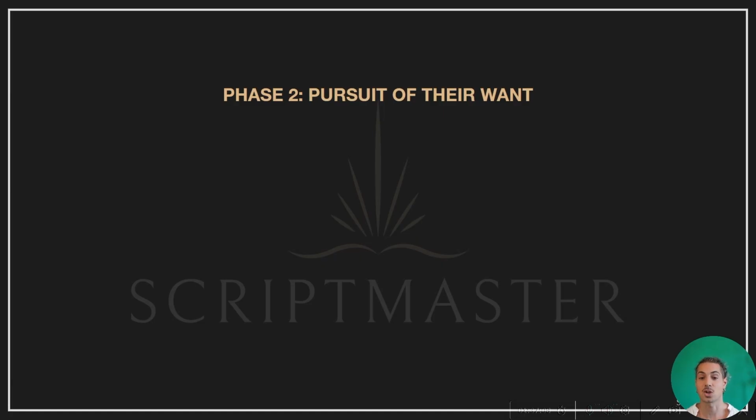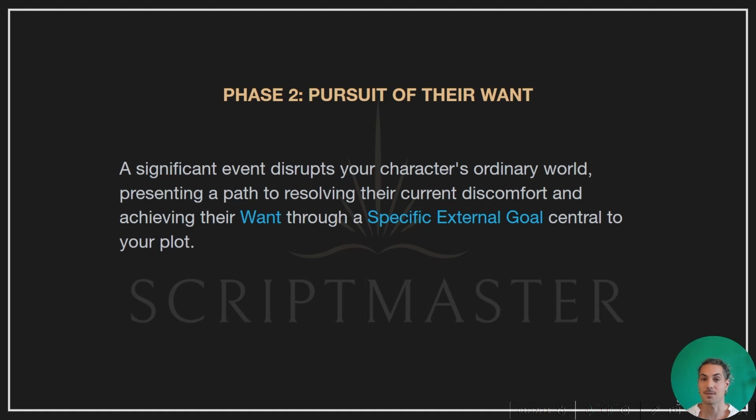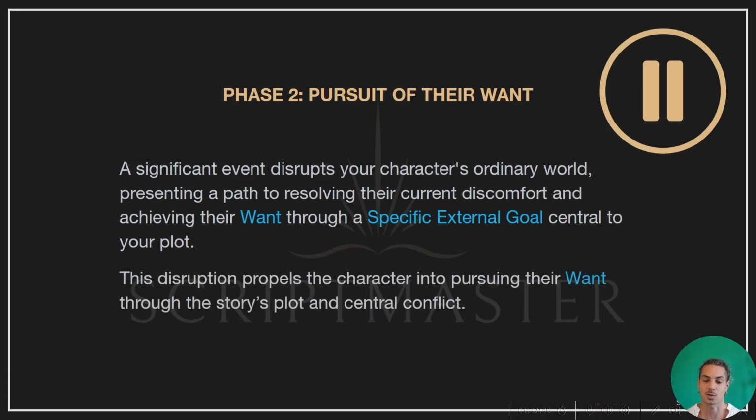Okay, in phase 2, the pursuit of their want. A significant event is now going to disrupt your character's ordinary world, presenting a path to resolving their current discomfort and achieving their want through a specific external goal central to your plot. So what is this event, and how does it offer that specific external goal in a way we can understand them accepting or taking on, because it links to and offers a route to achieving that internal desire.